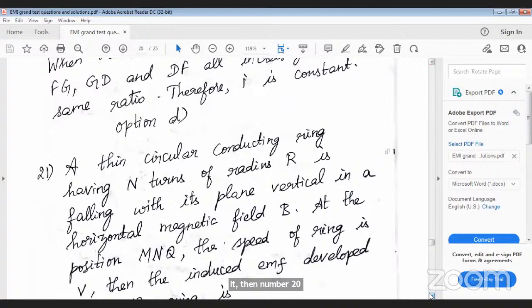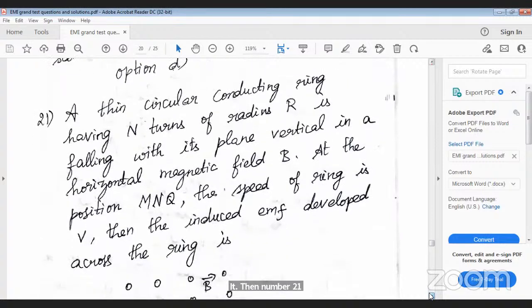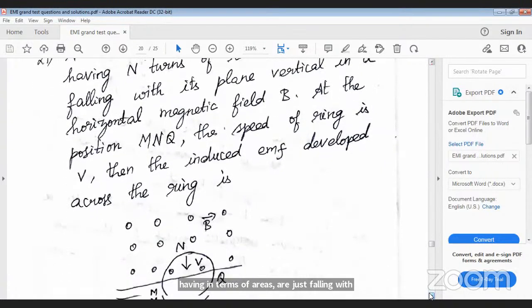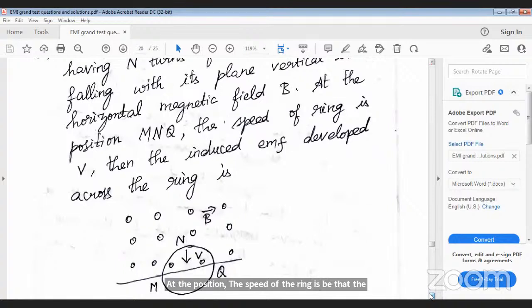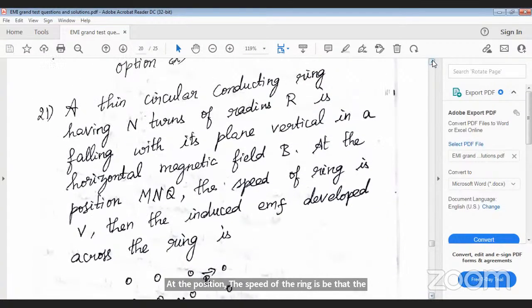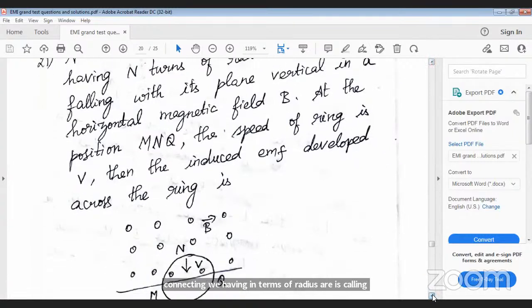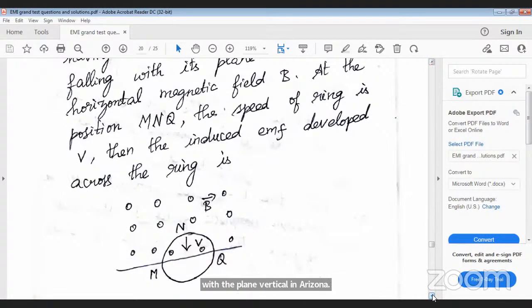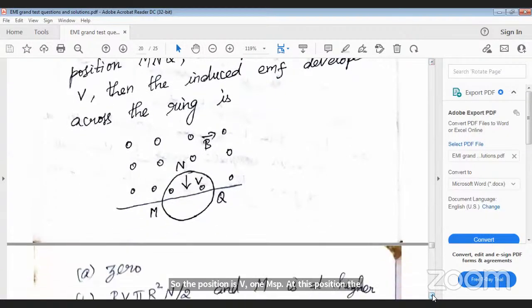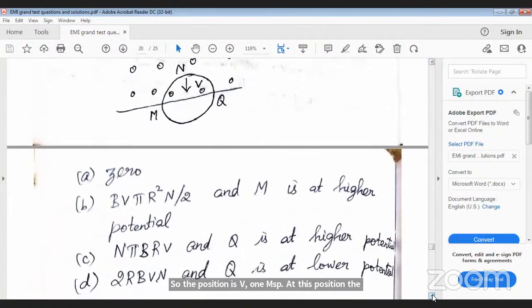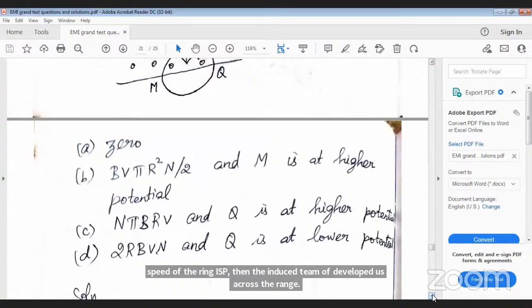A thin circular conducting ring having n turns of radius r is falling with its plane vertical in a horizontal magnetic field B. At the position M and Q, the speed of the ring is V. Then the induced EMF developed across the ring is. So the position is given as M and Q. At this position, the speed of the ring is V. We have 4 options, and we need to find out the right option.